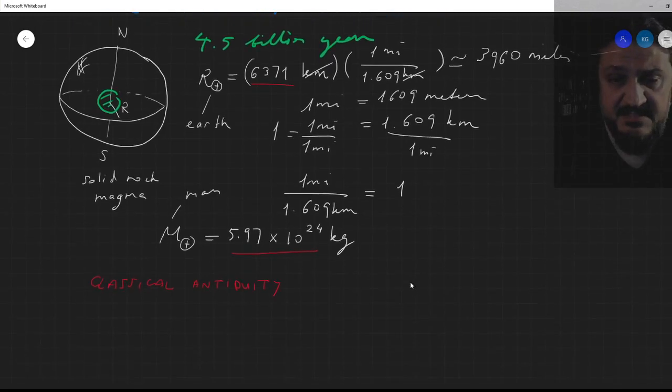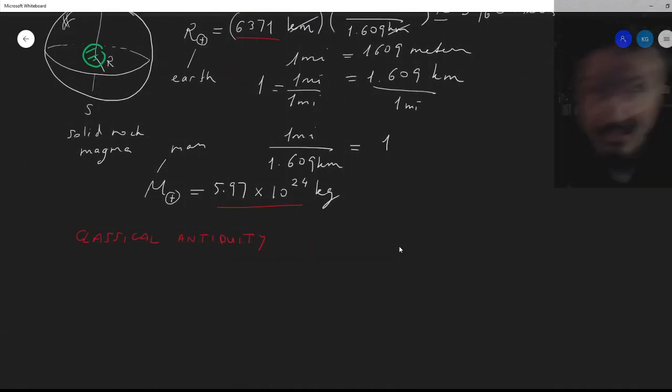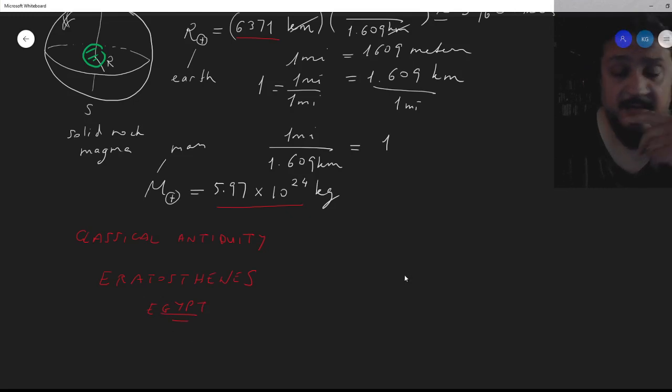So the first person, as far as we know, who calculated the radius or circumference of the Earth, they knew Earth was round, was Eratosthenes. Okay, this is maybe 200 years before Christ. He lived in Alexandria, Egypt, and he's the first person to measure the radius of the Earth very accurately, actually.